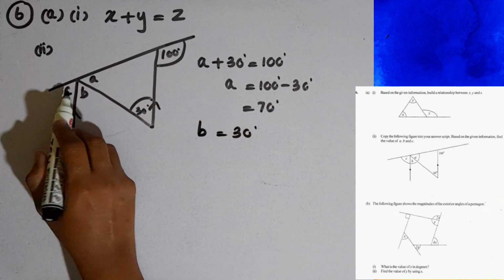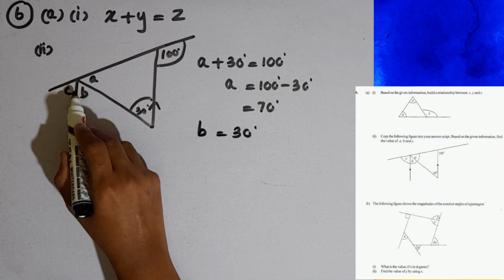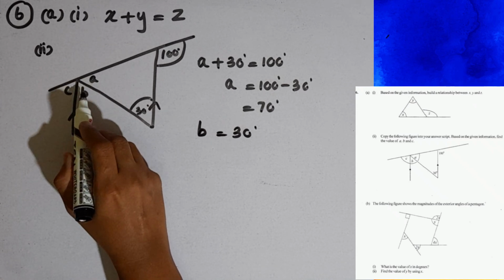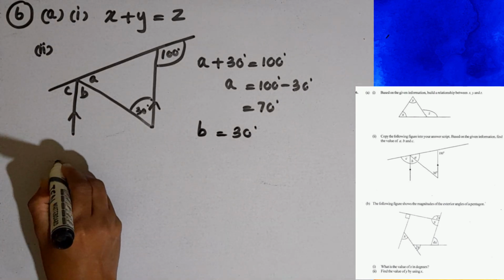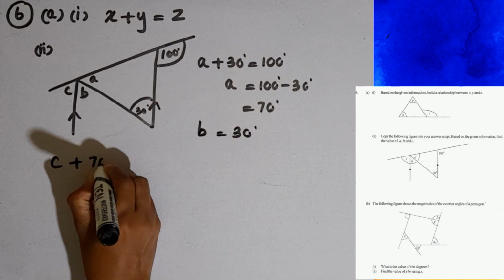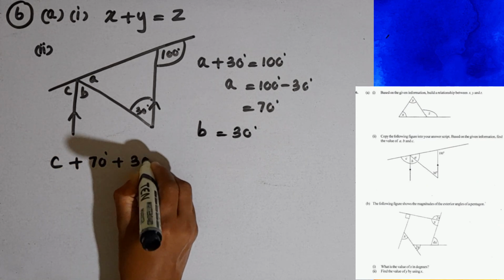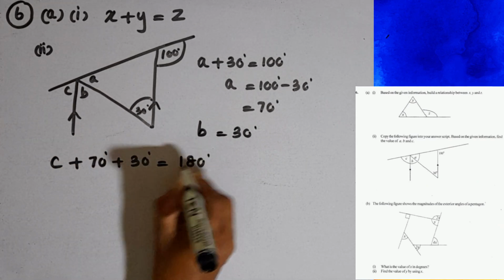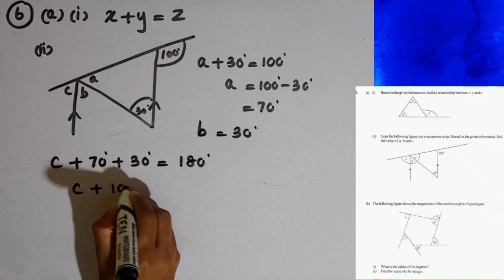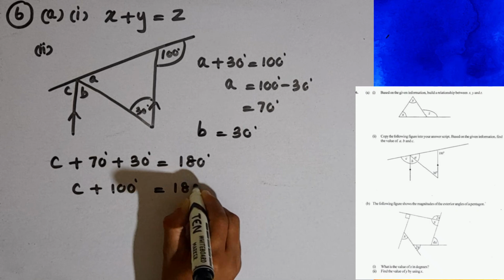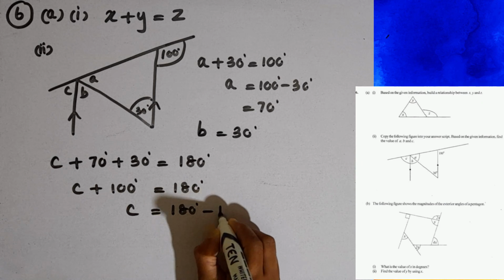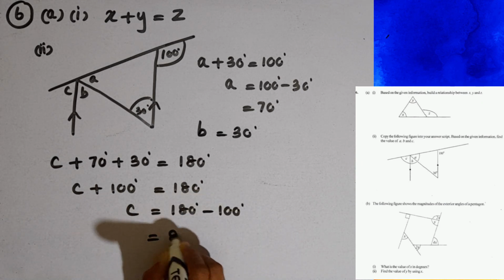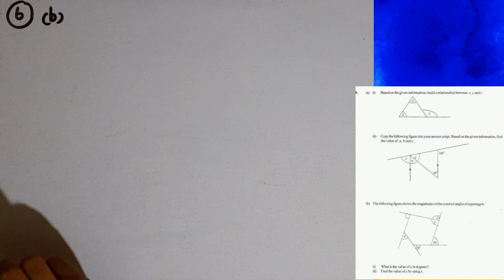Now we can easily find C as these three angles are located on a straight line. We know that the sum of the angles on a straight line is 180 degrees. So I can write C plus A, which is 70, plus B, which is 30, equals 180 degrees. Then C plus 100 degrees is equal to 180. C equals 180 degrees minus 100 degrees. 80 degrees is the answer. B part.